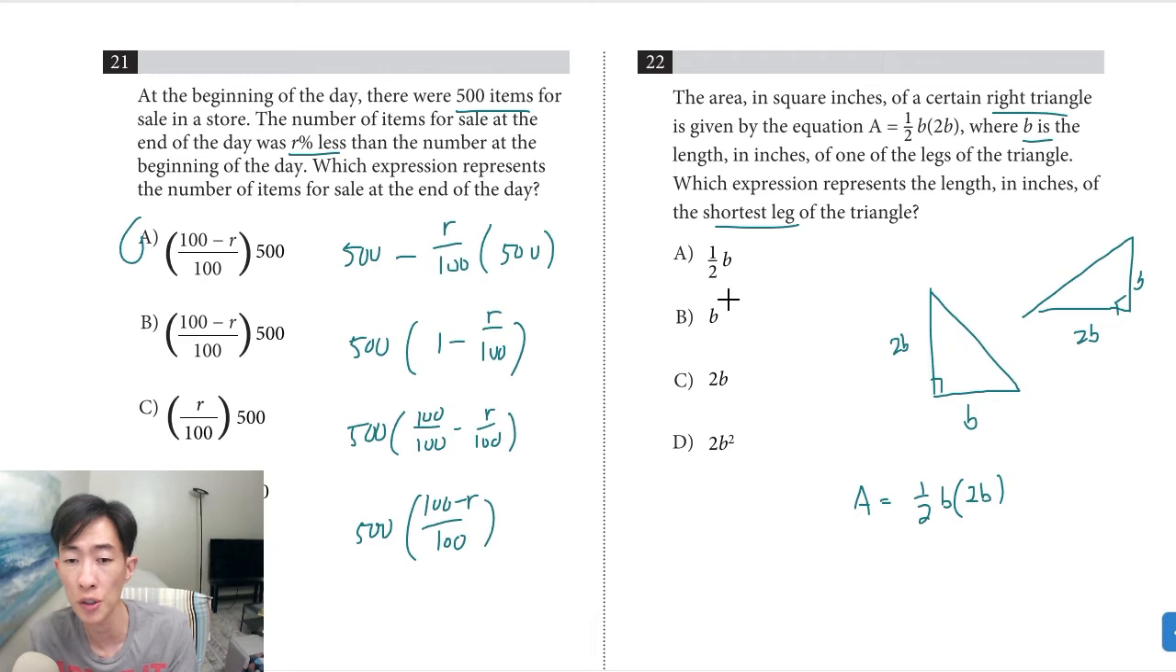And so if they want to know the shortest leg, assuming B is a positive number and it's a length, then obviously B is going to be shorter than twice B. And so the shortest leg is going to be choice B.